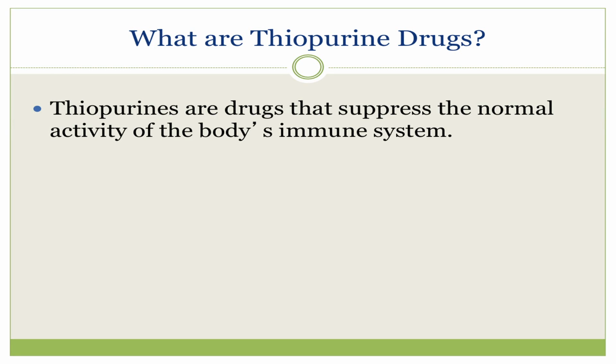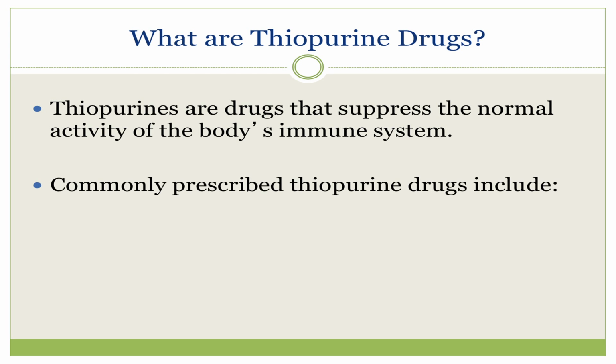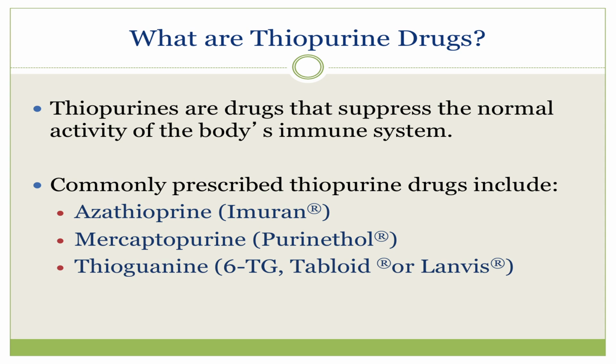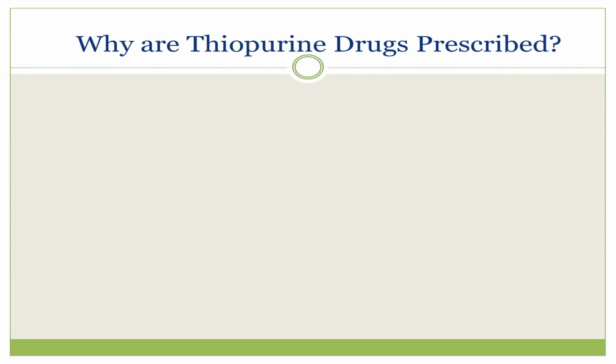Thiopurines refers to a class of drugs that suppress the normal activity of the body's immune system. Commonly prescribed thiopurine drugs include azathioprine, sold under the brand name Imuran, mercaptopurine, sold under the brand name Purinethol, and thioguanine, or 6-TG, sold under the brand names Tabloid or Lanvis. Different thiopurine drugs may be prescribed for different conditions.